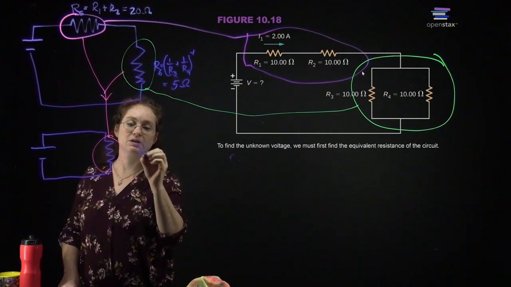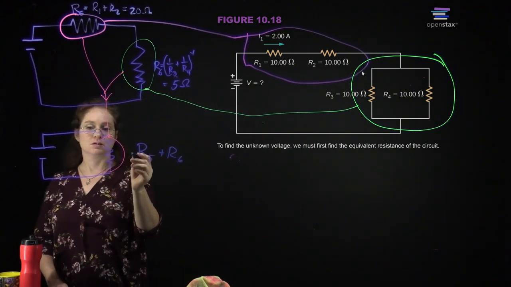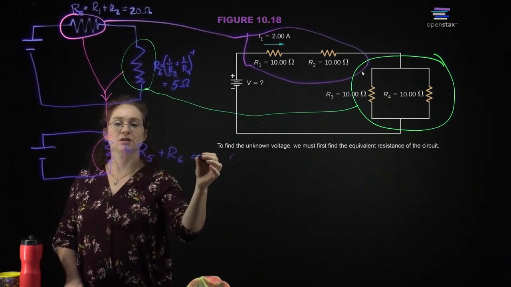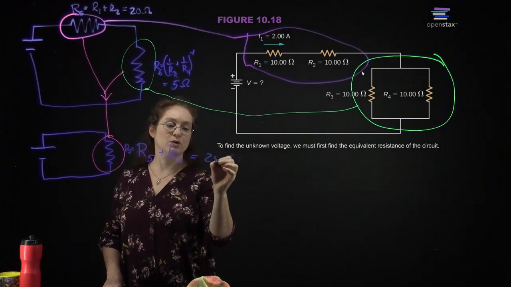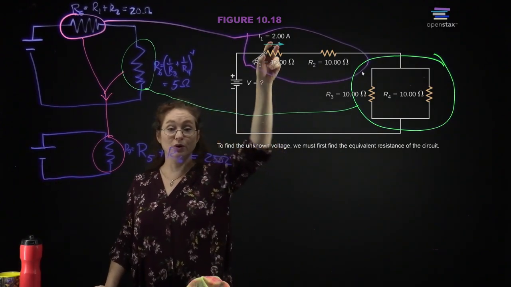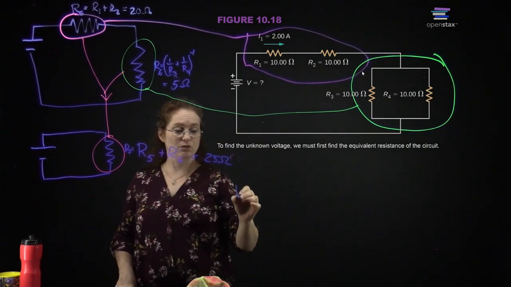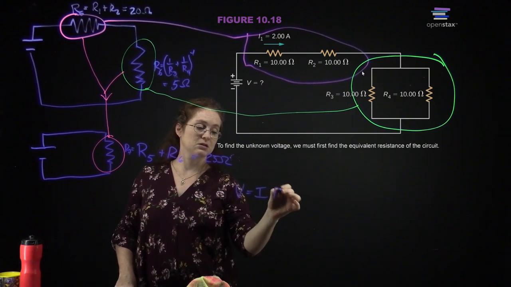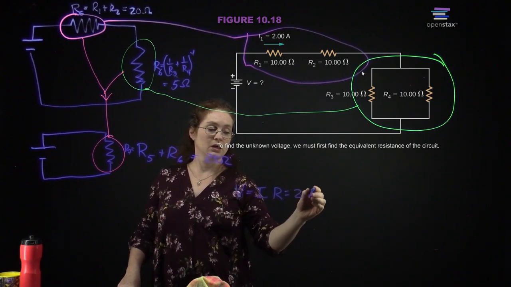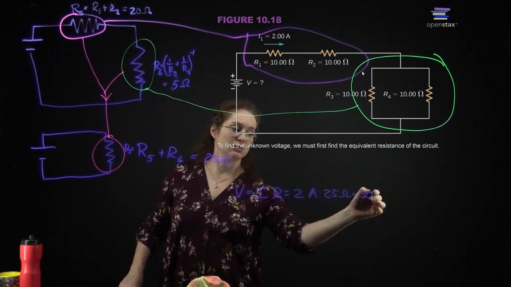All right, so now I have this effective resistance, which I will call R7, equal to R5 plus R6. And that is equal to 20 ohms plus 5 ohms, or 25 ohms. Now, if I want to go back and find this voltage, I'm told that there are 2 amps traveling through the circuit. So voltage is equal to current times resistance. And so I have 2 amps times 25 ohms, which is 50 volts.